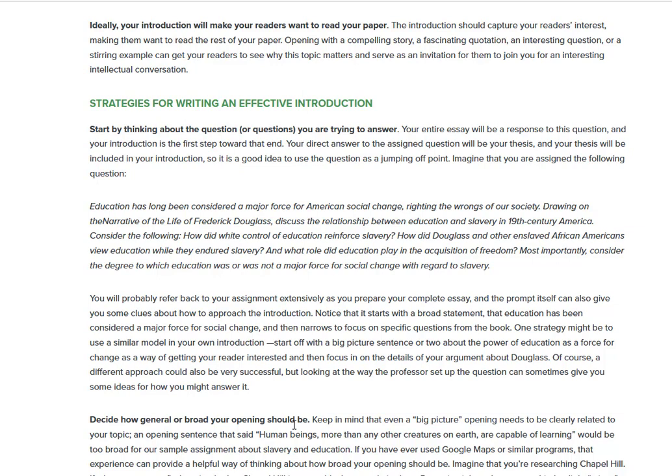Education has long been considered a major force for American social change, righting the wrongs of our society. Drawing on the narrative of the life of Frederick Douglass, discuss the relationship between education and slavery in 19th century America. Consider the following. So this talks about how do I write a good introduction?